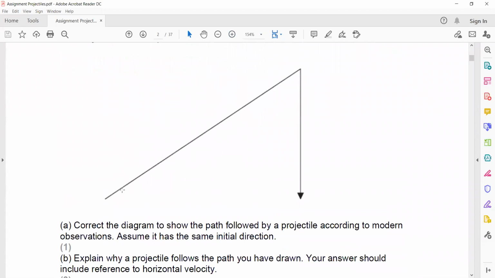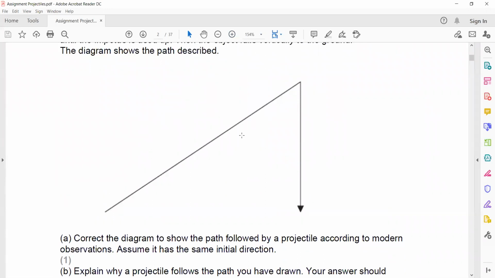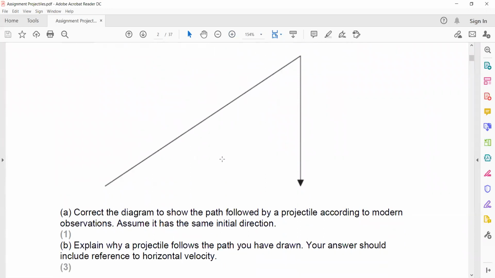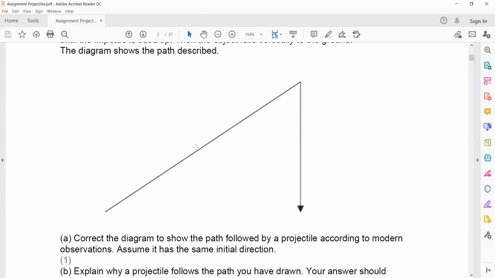Correct the diagram to show the path followed by the projectile according to modern observation, and assume it has the same initial direction. So if the initial direction is the same, we just have to construct the path. So the two-dimensional motion will be there. This will be the projectile motion.